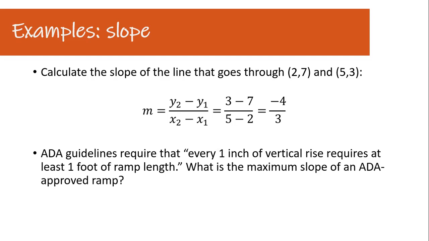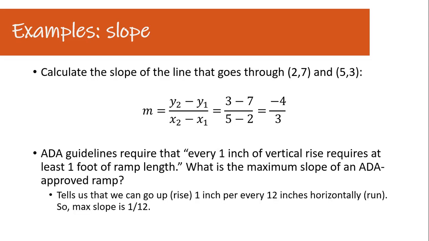But be careful here. We have to read carefully. Our slope is not just 1 over 1 because we're talking about inches and then we're talking about feet. So it's easiest to put everything into inches. 1 foot is 12 inches. So you can go up 1 inch, there's your rise, over run 12 inches. So your maximum slope is that 1 over 12.